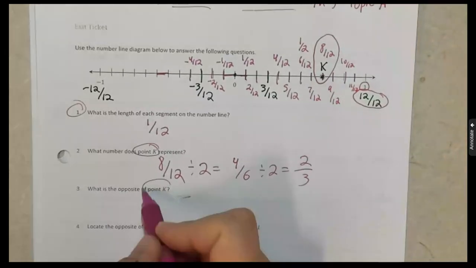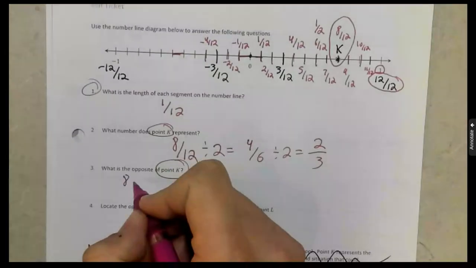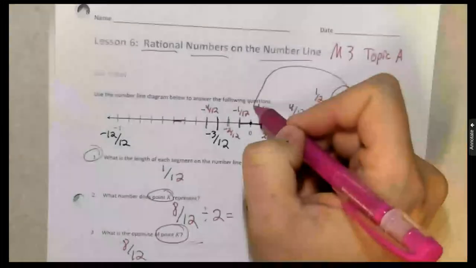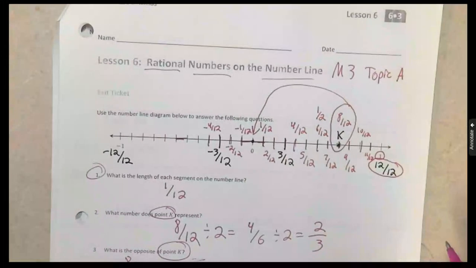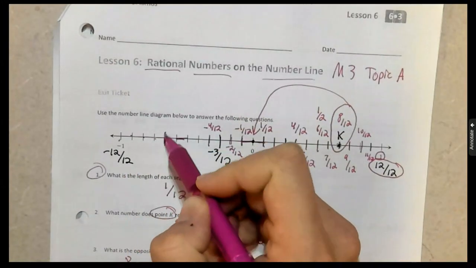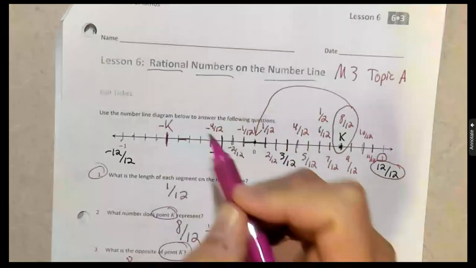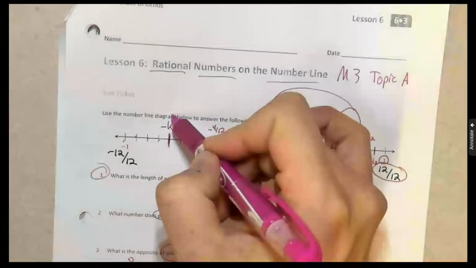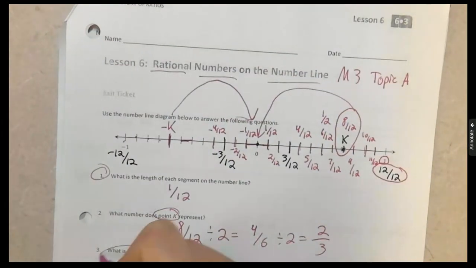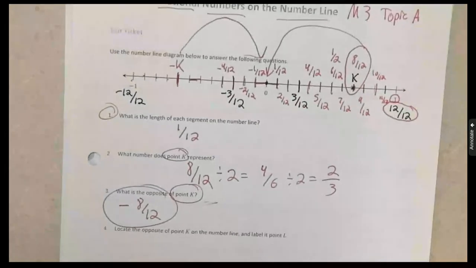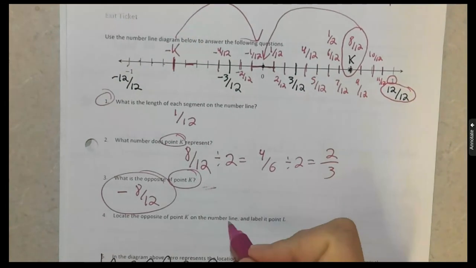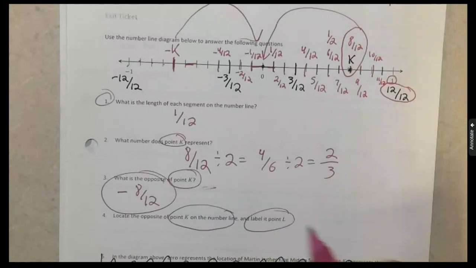What is the opposite of point K? Well, if point K is 8/12, the opposite of that is going to be the same distance away. So negative K, the opposite of K, is -8/12. Okay. Last question. Locate the opposite of point K on the number line and label it point L.